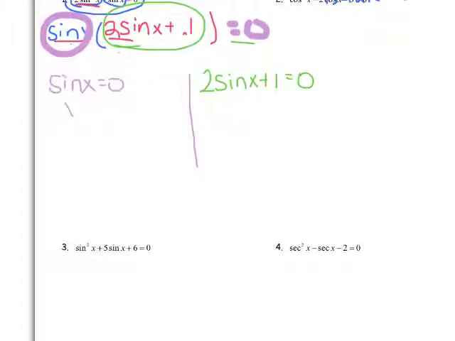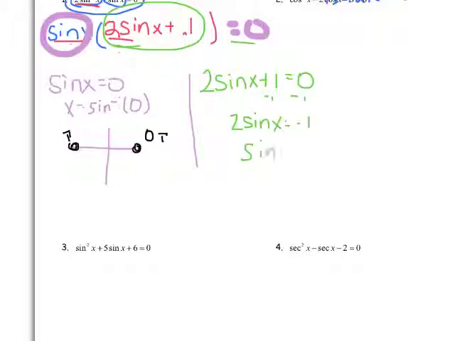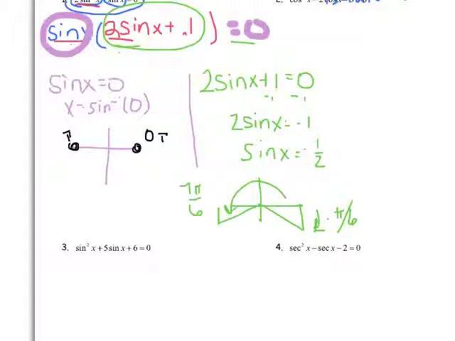So x equals sine inverse of 0. We know that that's not really a triangle. That's going to be on the axis here and here. So that's 0 and pi. And then subtract 1. So I have 2 sine x equals negative 1, so sine x equals negative 1/2. So that happens here and here: 7 pi over 6 and negative pi over 6. And so those are going to be my general solutions.